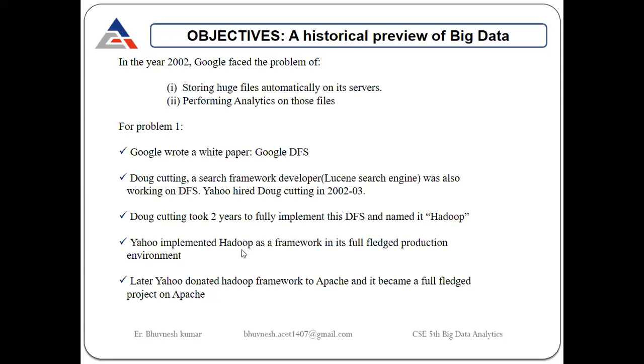Yahoo implemented Hadoop as a framework in its full-fledged production environment. Initially, the Yahoo organization hired Doug Cutting, and Doug Cutting was working on a framework, a distributed file system, named Hadoop. Yahoo was the owner of that framework because Cutting was working under Yahoo. So Yahoo implemented Hadoop as a framework in its full-fledged production.